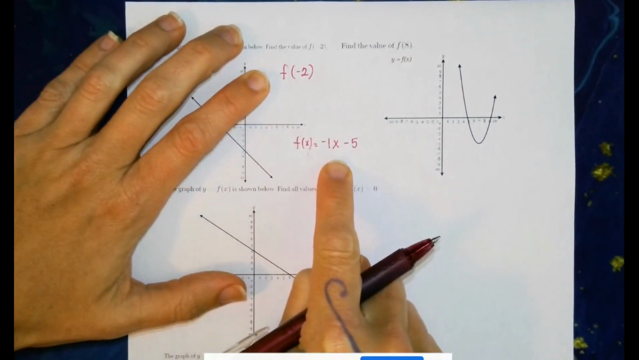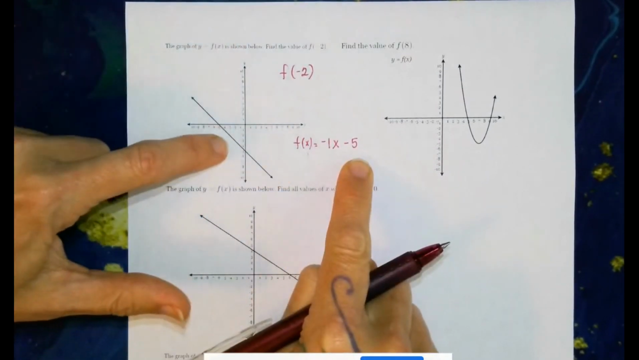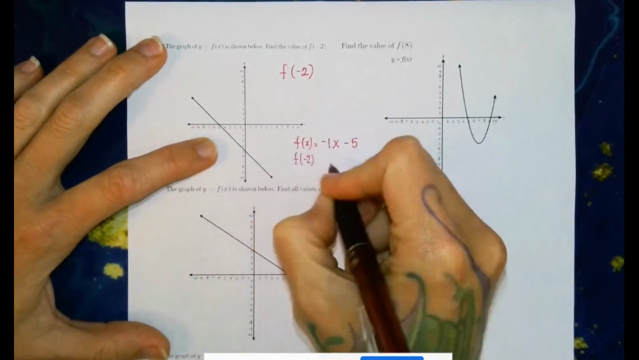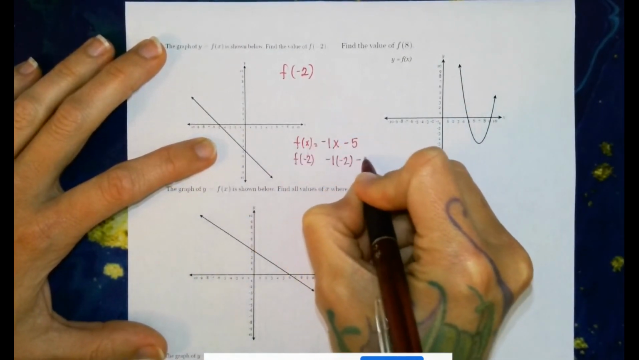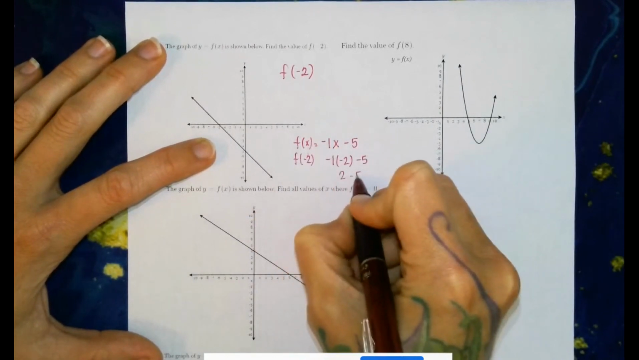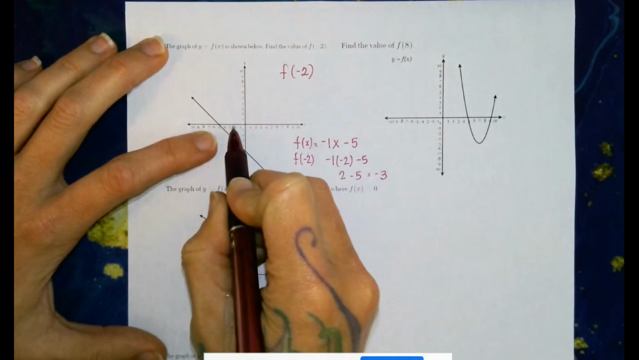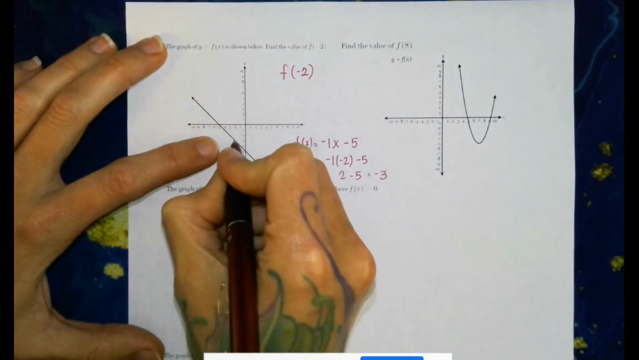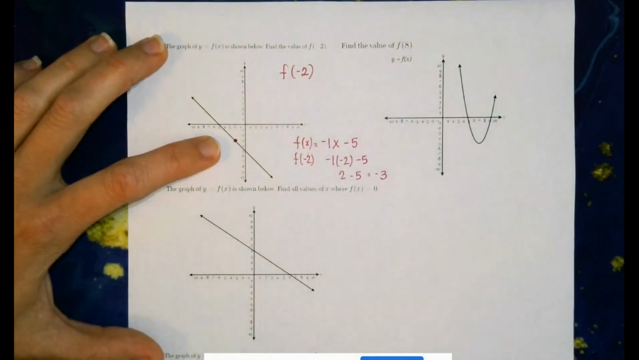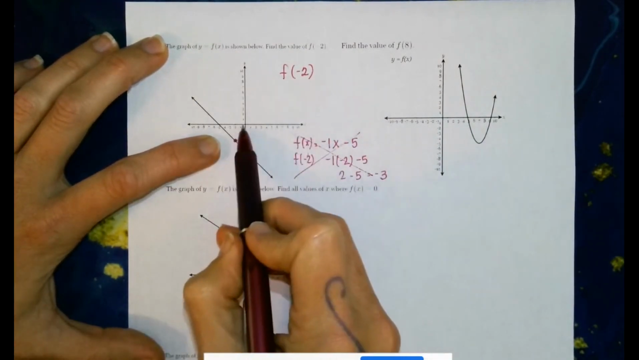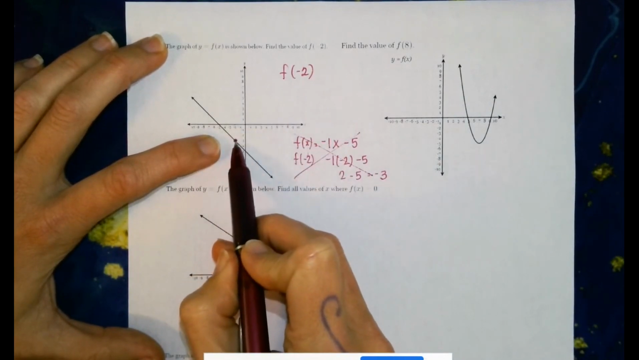But the problem is they may not give you the function. They just give you the graph. So the idea was here, we plugged in that negative 2, and that would have given us positive 2 minus 5, which gives us negative 3. So at negative 2, this graph exists when the y value is negative 3. When you don't get the function and all you get is the graph, you're putting in x and going to go find the function.